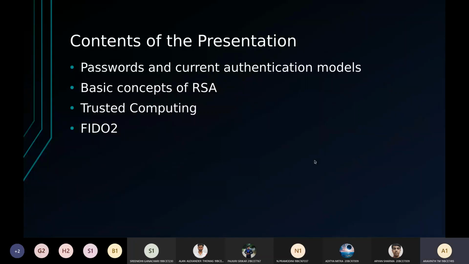In this session, we are going to discuss the various authentication models available, and then some basic concepts of asymmetric cryptography. It's mentioned as RSA. RSA is an algorithm that is used in asymmetric cryptography, but we'll be discussing broadly about asymmetric cryptography. And then we will be looking briefly at trusted computing and one of the authentication mechanisms that rely on trusted computing, which is FIDO2.